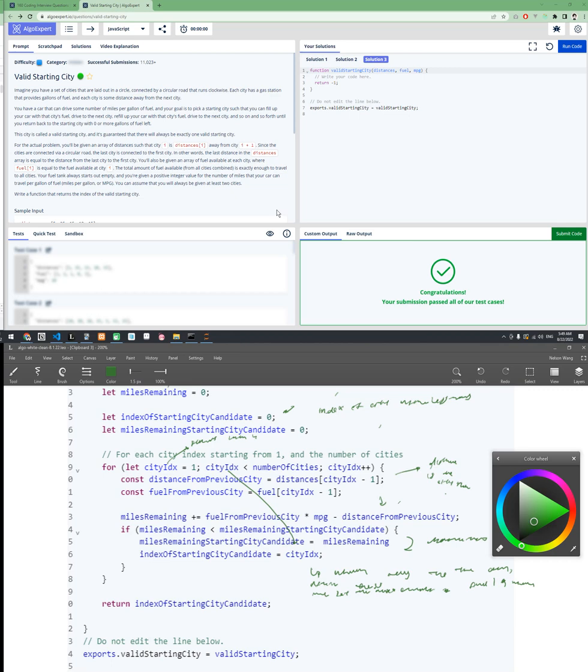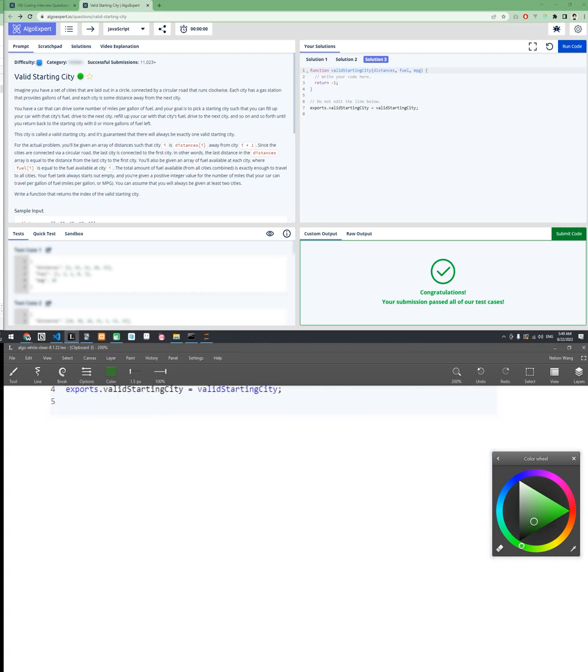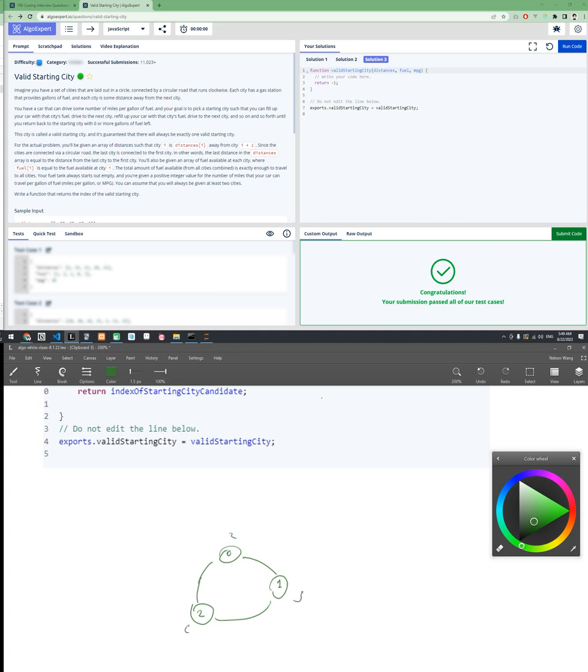So this is the valid starting problem. The idea is that, let's say we have a few cities, and what you want to find out is which city you can start from. These are the indexes of the cities, and every city is going to have some extra gallons. You have some miles per gallon, and you also have the distance. It's always perfectly optimized, which means that at the end of the cycle journey you are going to have 0 gallons, no matter where you start.